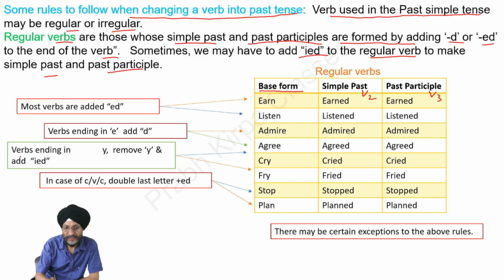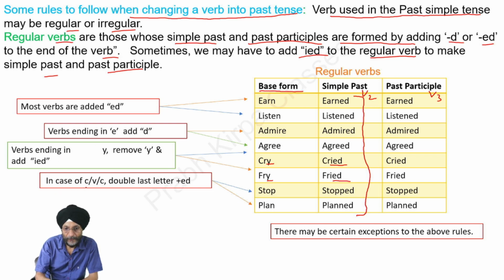Then there are certain verbs ending in consonant y. You can see here cry and fry. In this case, we remove y and add ied. Here you will see y has been removed and ied has been added. Cry becomes cried. Fry becomes fried. This is the second form of the verb which we have to use in the past simple tense.